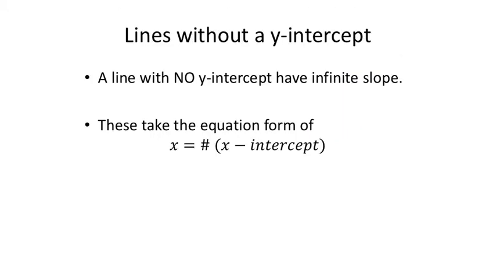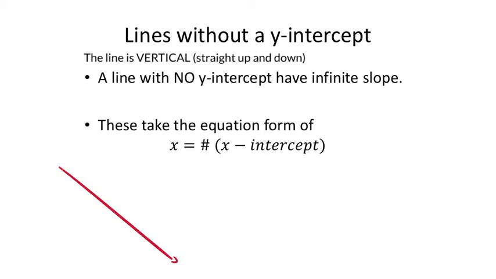Okay, what if you get lines without a y-intercept? And what does this really mean? Well, this means that if it has no y-intercept, the line is vertical. Okay, so again, that's just straight up and down.